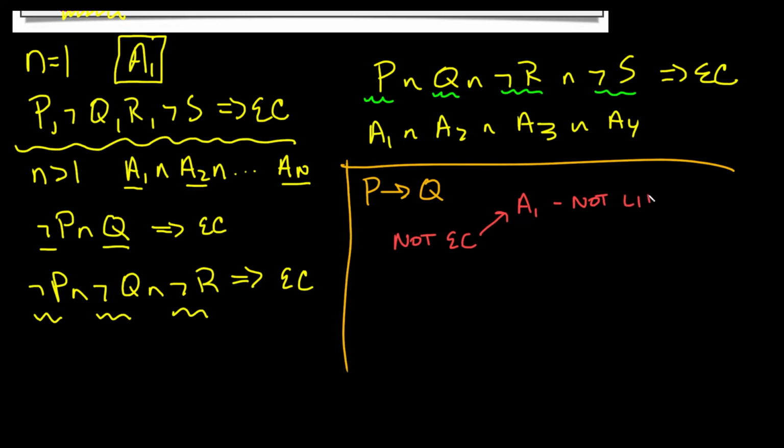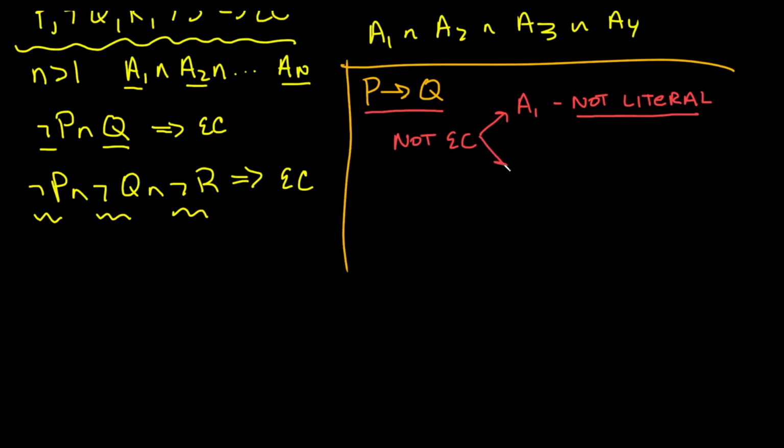And remember, in order for a single formula to be an elementary conjunction, it needs to be a literal formula. But since this is not a literal formula, it's not a propositional letter or its negation, then it is not an elementary conjunction. One thing that you might say is, well, look, P is a literal and Q is a literal. Why isn't this an elementary conjunction?